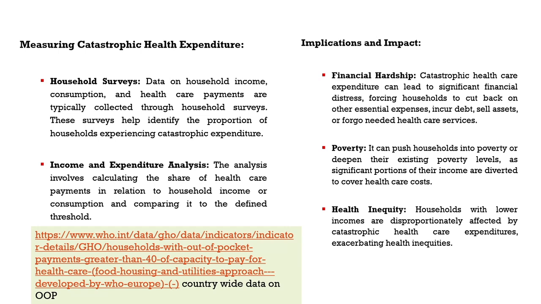Now, what are the implications and impact of estimating catastrophic health expenses? It is obviously a very important measure because it helps us to understand the financial hardship and the distress that the households are going through, because households cut back on essential expenses, and it leads to indebtedness, selling of assets, etc. And also in the context of food insecurity conditions, nutrition insecurity, household catastrophic health expenses can add to nutrition insecurity. Poverty is another important implication, which of course leads to income poverty and nutrition poverty, food poverty of various kinds when there is more and more spending on healthcare.